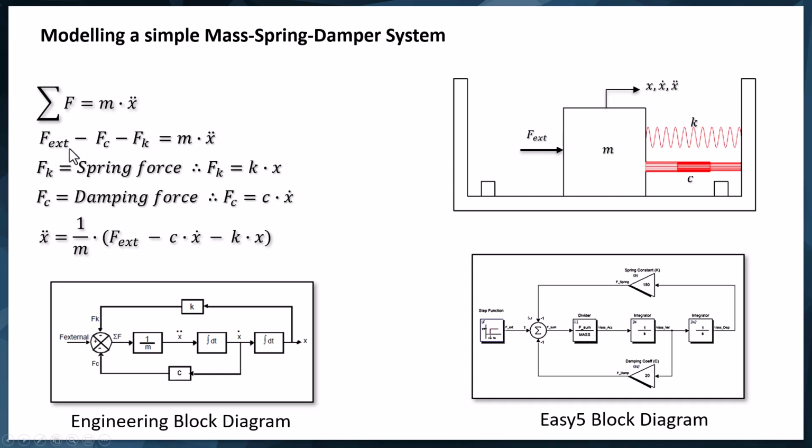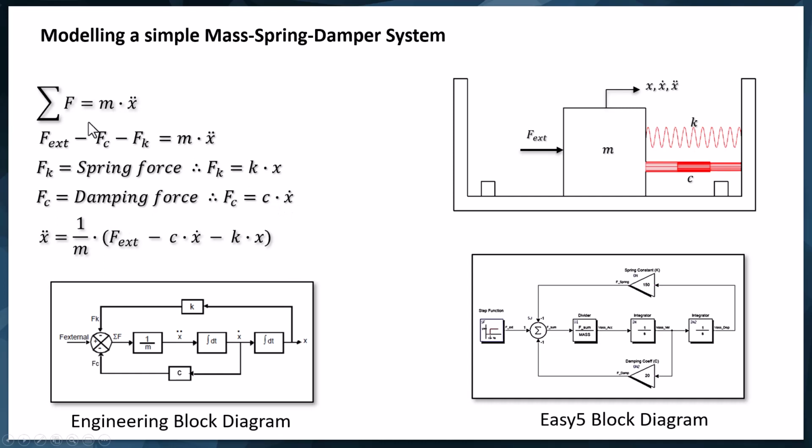So what are the forces? Well, we've got the external force that's applied, and then in the opposite direction, so minus the damping force and the spring force, gives us a resultant force which equals the mass times the acceleration. So we've got Fk, which is our spring force. That's the spring stiffness times the displacement of the spring. And we've got the damping force, which is the damping coefficient times the velocity of the block.